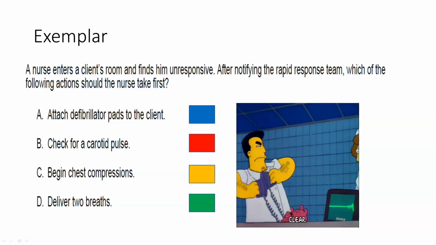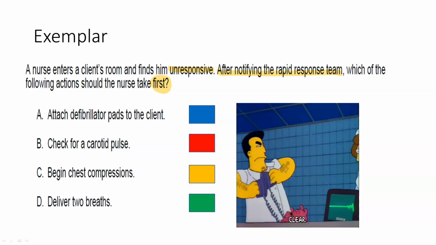So here we have this exemplar, and I say a nurse enters a client's room and finds him unresponsive. So now you have to think, okay, I've got an unresponsive client. I've already notified the rapid response team. Which of the following actions should you take? And then there's that key word, first.